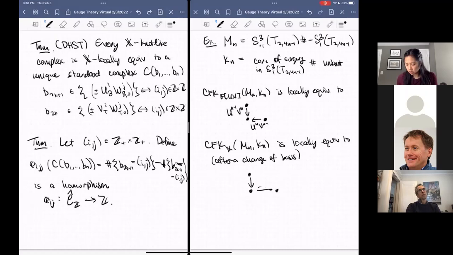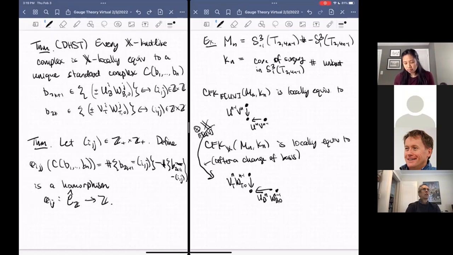And the arrows between them will be given by V to the N, W to the N minus one, and U to the N, W to the N minus one. So going from here to here, we're tensoring with X and doing a change of basis to get this complex.